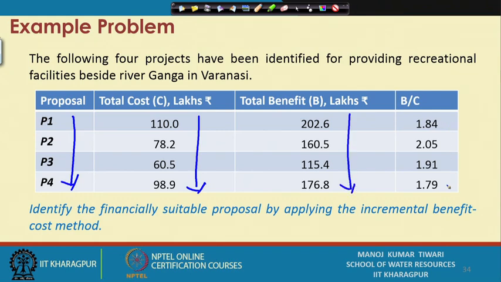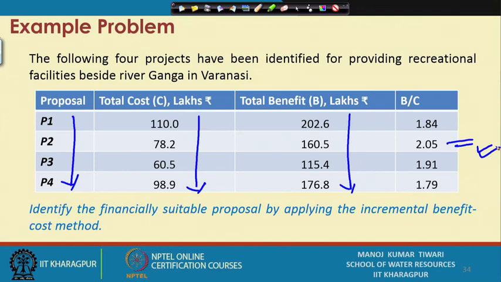If one sees the benefit cost ratio, proposal 2 is giving the best benefit cost ratio, a little over 2, so it should be accepted. There I will get the maximum return or maximum benefits on the unit amount of expenditure. However, let us see the same analysis from the concept of the incremental benefit cost method.